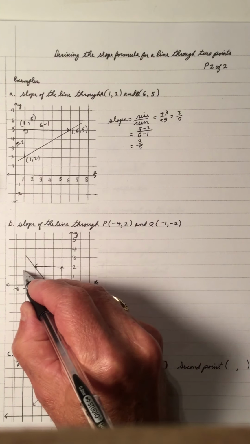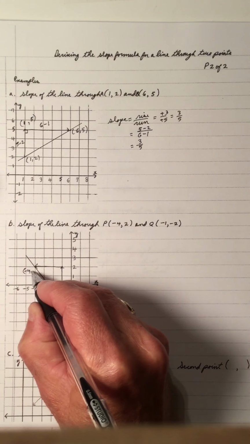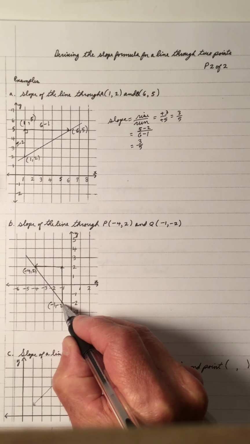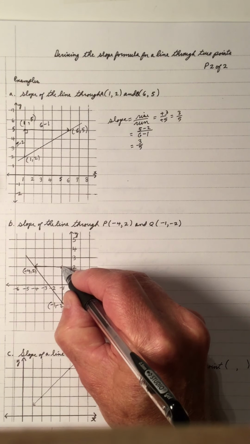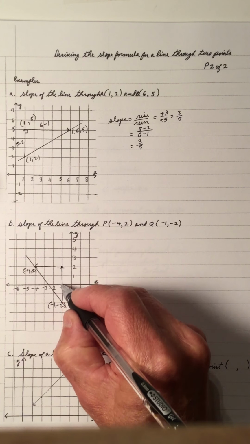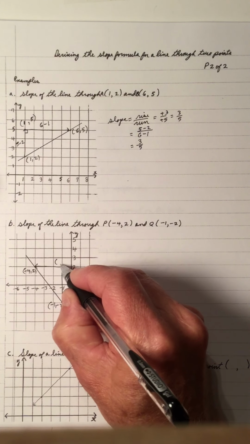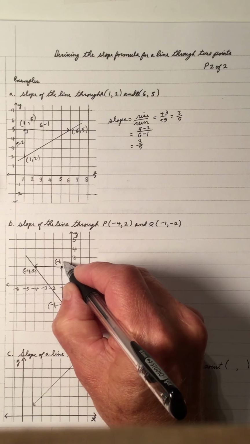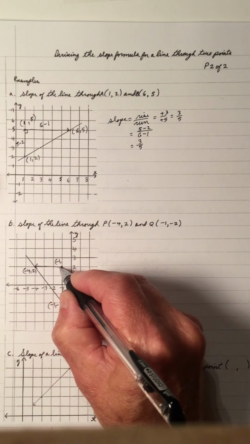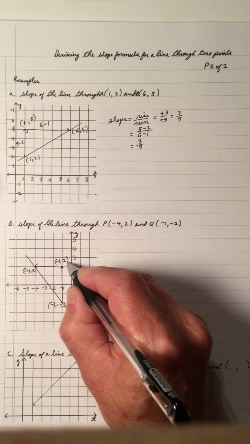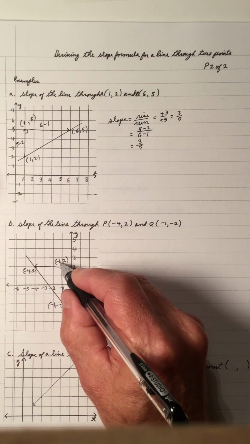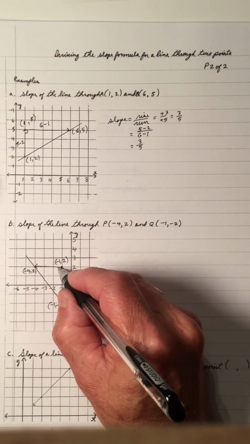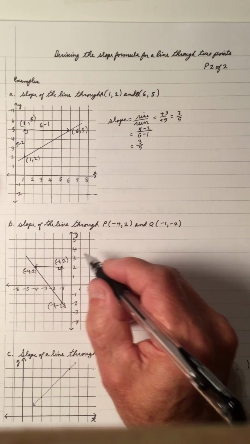So this is (-4, 2). The coordinate at this point is (-1, -2). Let's find out the coordinates at this point. On a vertical line, the x's are the same, so this point right here has a -1 for the x. And the y coordinate, on the horizontal line, is a 2. So this is -1, and on the horizontal line, that's a 2. Those are the coordinates of the right triangle for the rise and the run.